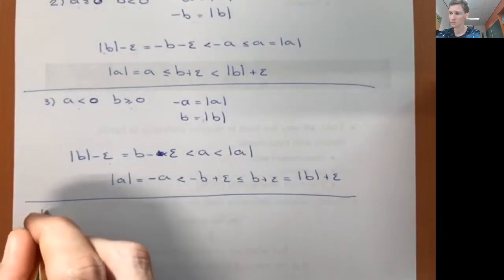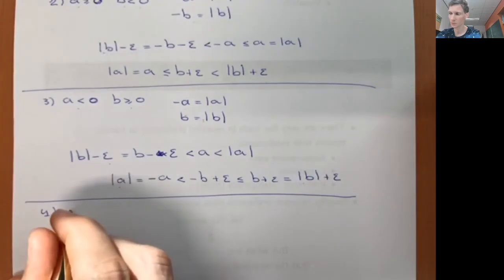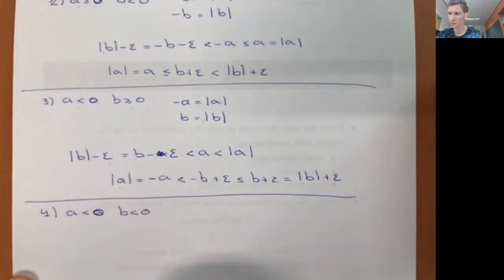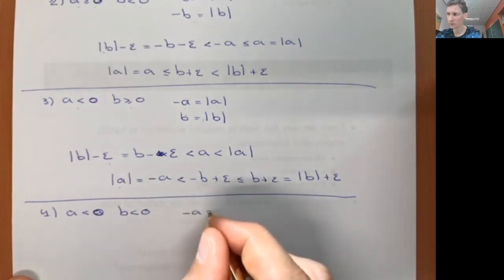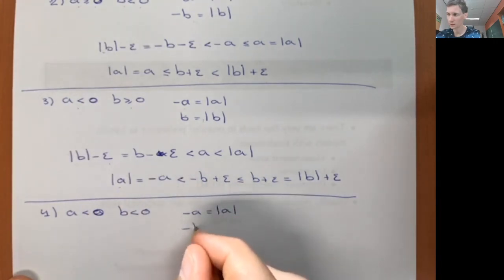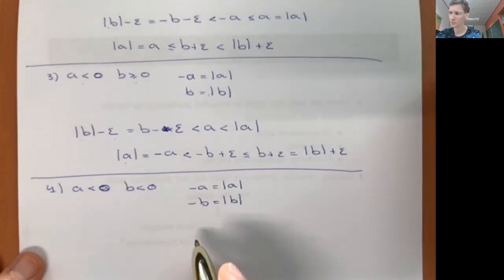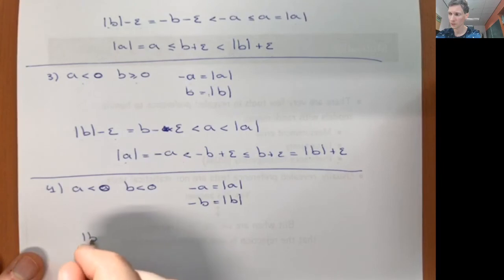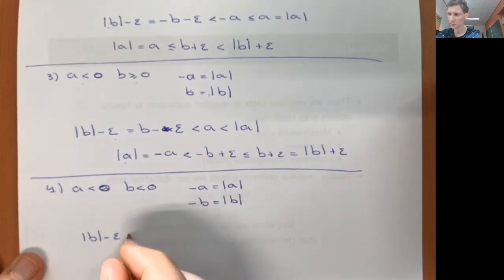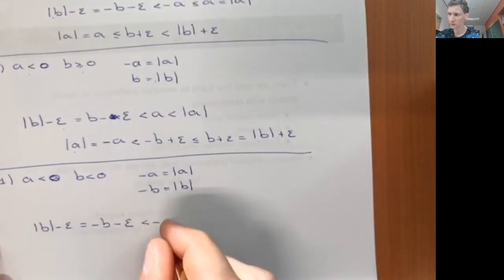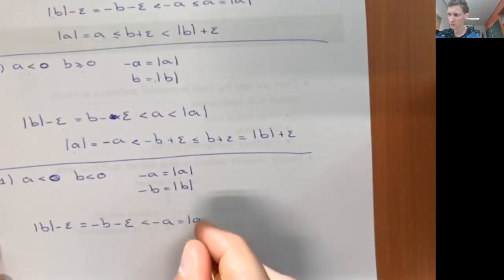And then for the last instance, we take the case where a is smaller than 0 and b is smaller than 0. So in this case, you have that minus a is equal to the absolute value of a, minus b is equal to the absolute value of b. Okay. So in this case, b minus epsilon is equal to minus b minus epsilon. Minus b minus epsilon is smaller than minus a, which is equal to the absolute value of a.